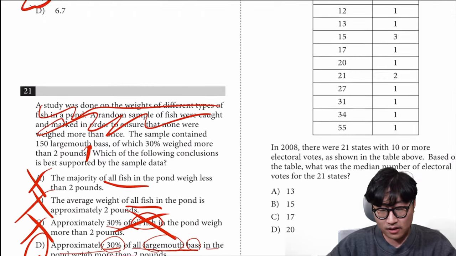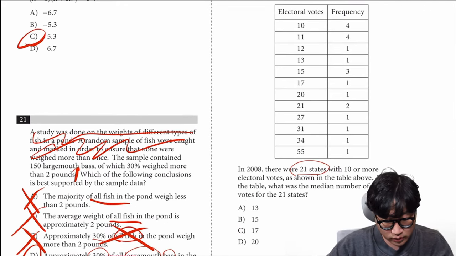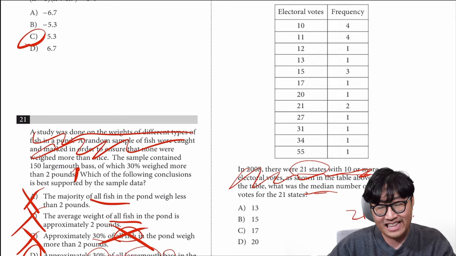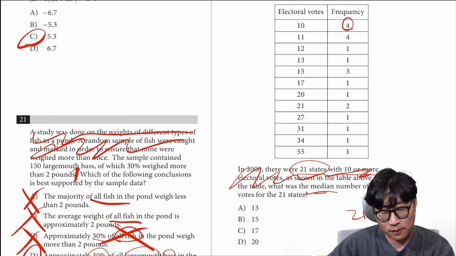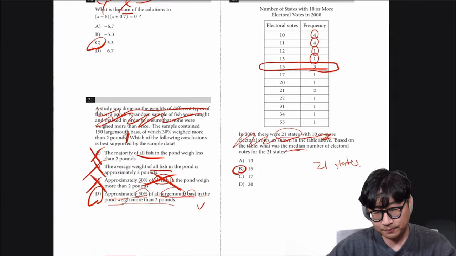That's it. Number 22, in 2008, 21 states with 10 or more electoral votes, blah, blah, blah. Based on the table, what was the median, the middle guy? 21 states, the middle guy should be at the 11th. So that's up to the 4th guy, 8th guy, 9th guy, 10th guy, there you have it. That's where my median is going to be at, and that is 15.